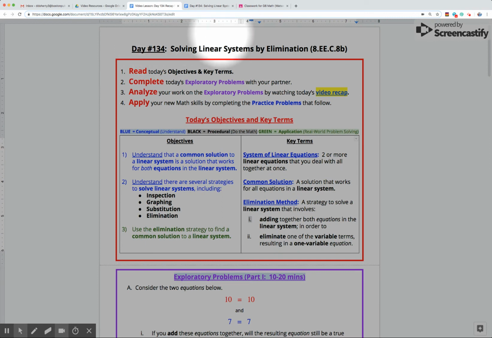Our work today is going to continue to focus on linear systems and solving those linear systems. Specifically, we're going to look at one new method, elimination, as a strategy that can help us solve some of these linear systems that we run into.